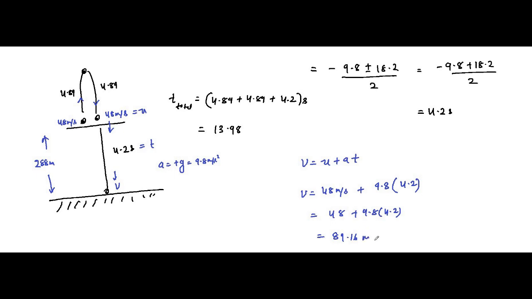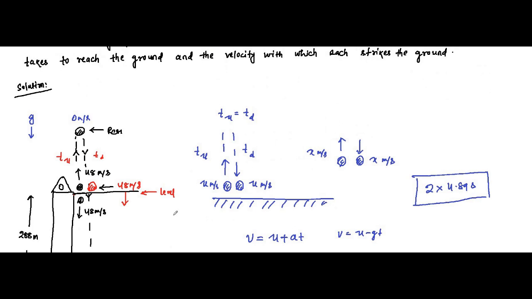So the velocity with which the stone, which was thrown upwards with a velocity of 48 meters per second, is coming downwards to the ground is 89.16 meters per second. This is for the first stone, the case of the first stone which was thrown upwards.